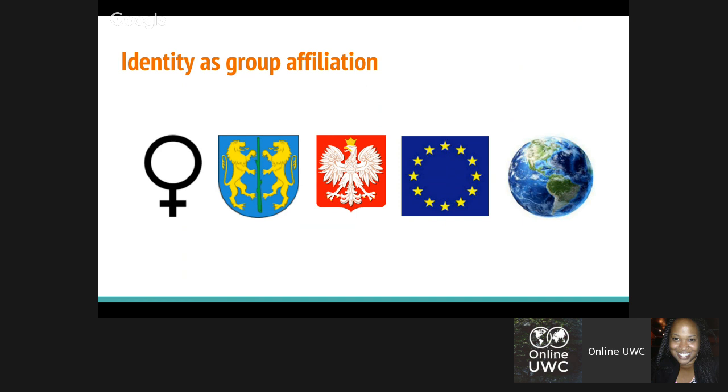So then another axis through which you can consider your identity. Then you can see the emblem of my country, Poland. So yet another symbol, another group with which I do have a formal affiliation through my nationality. Then finally the symbol of the European Union, and the symbol of the globe, which is global citizenship.